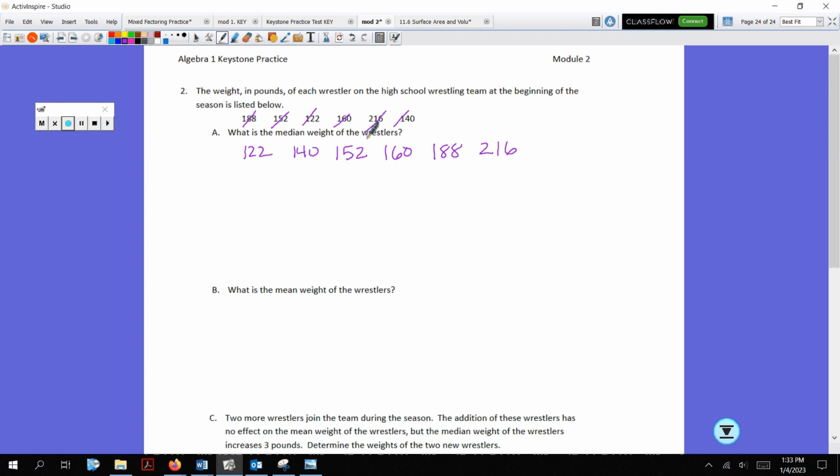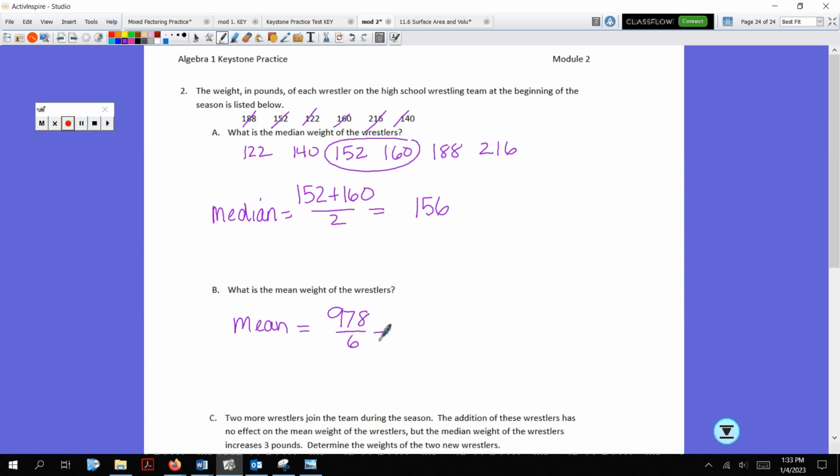The median is the middle. So if we count, 1, 2, 1, 2, I have 2 in the middle. So you take those two numbers, add them together, and divide by 2. That gives me 156. That's the median. The mean is adding up all of those weights, which gives me a sum of 978, and dividing by how many there are: 1, 2, 3, 4, 5, 6. That gives me 163. That was easy.